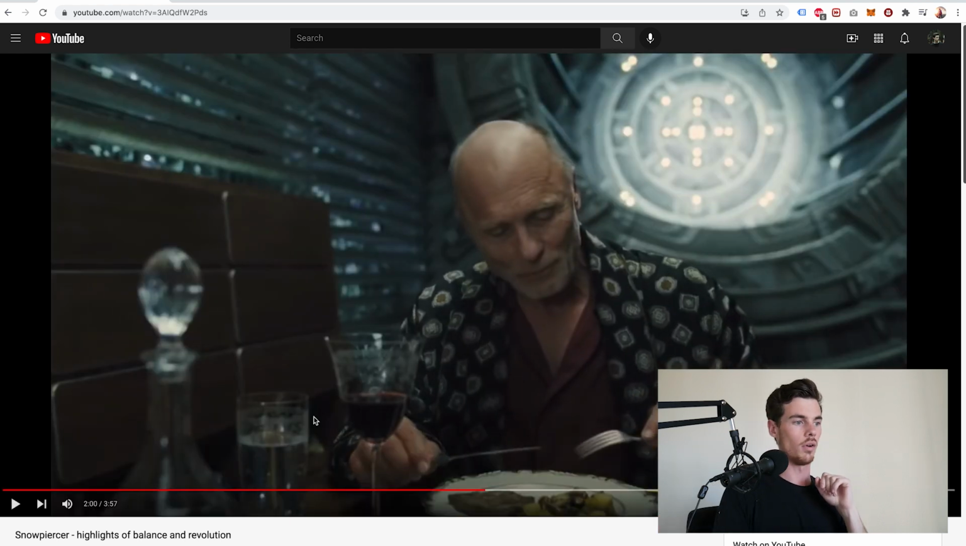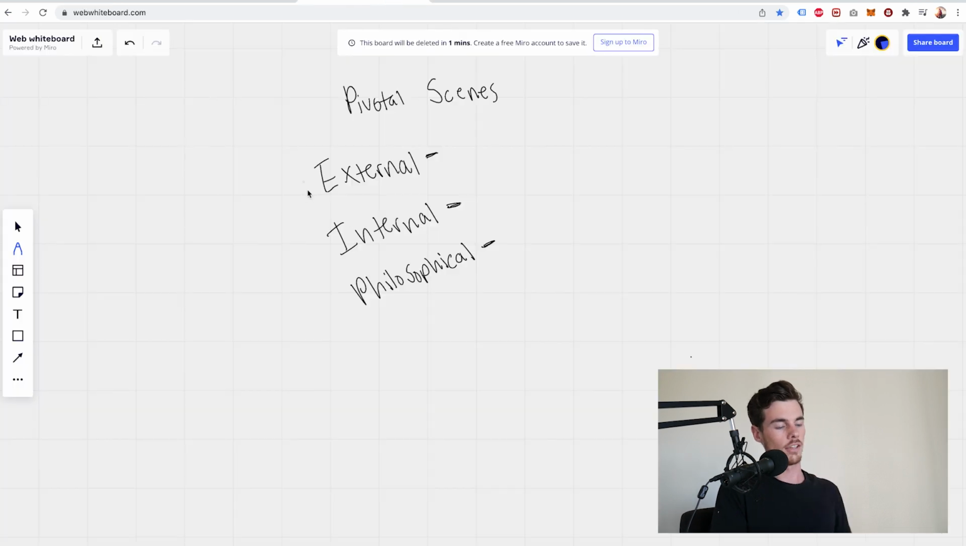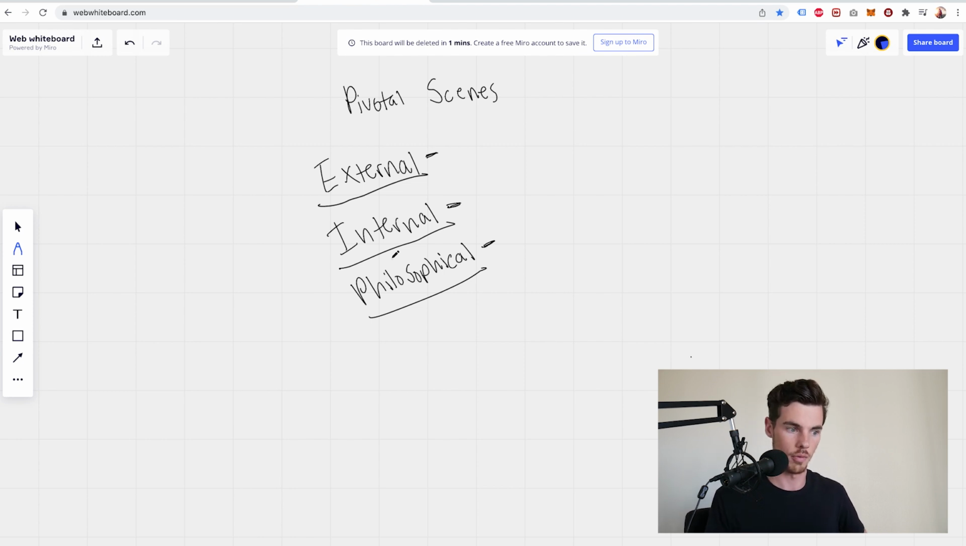Okay, so now, again, we are back in external, internal, philosophical. Wilford's men are killing the people in the back of the train. Wilford's men are killing Curtis's friends. Wilford is challenging Curtis's philosophical belief and saying the train must be kept balanced. Essentially, the society we exist within has a certain balance that must be maintained. People must be in their correct position and in their correct place. This is something you hear a lot throughout the film. And if people are not in their correct position and not in their correct place, the system breaks down and we all die. That is his philosophical position.